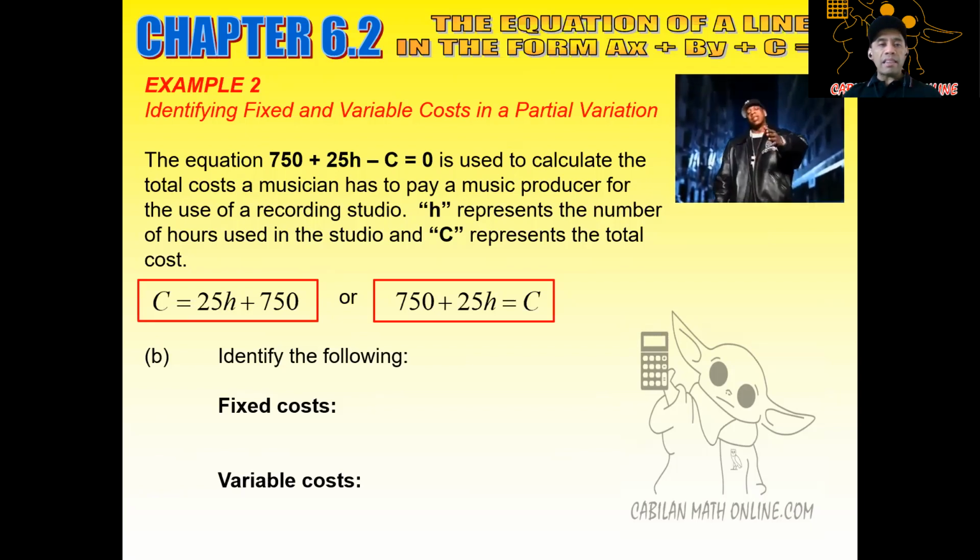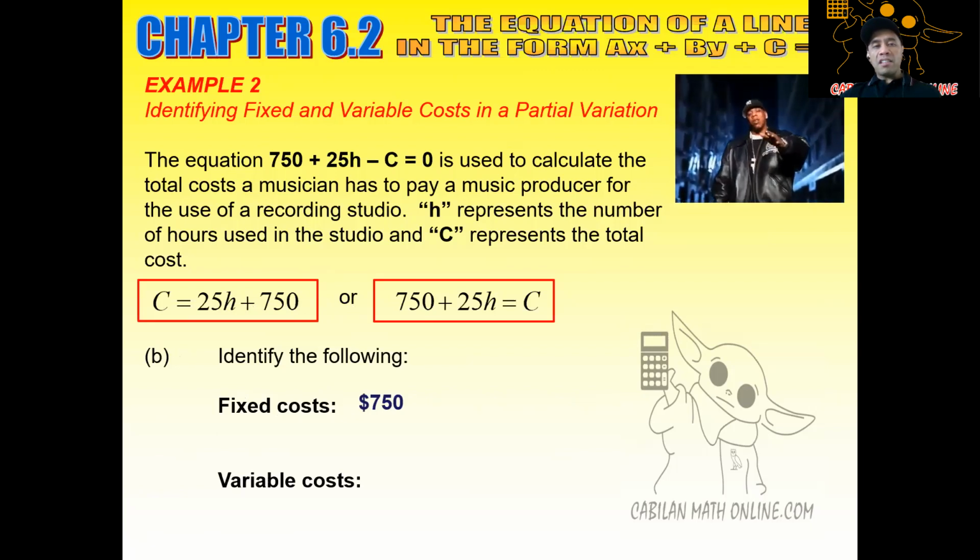Okay, and a good way to look at that is to look for the number that does not have a letter attached to it. So in this case, in both cases, you notice the 750 is by itself. So the fixed cost for this is going to be the $750. All right, so that will not change whatsoever.